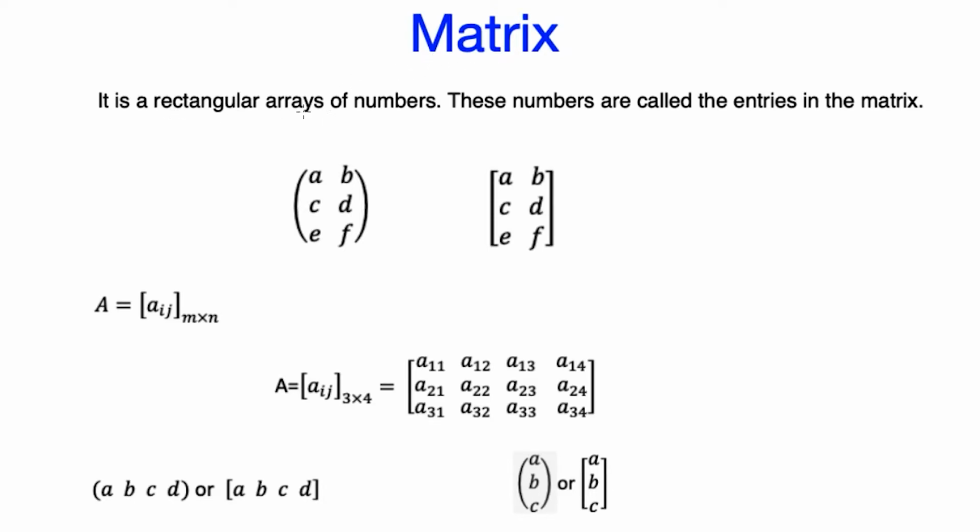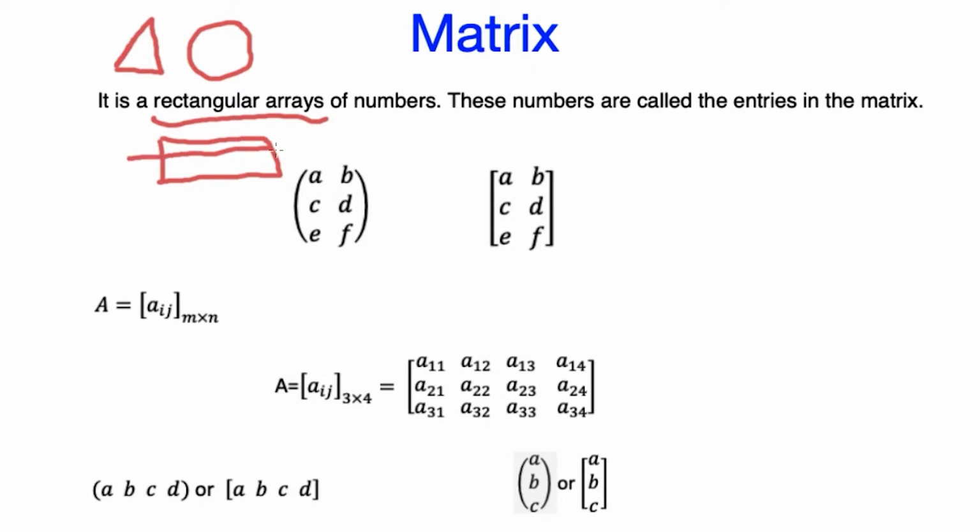A matrix is a rectangular array of numbers, so it must be in a rectangular form. For example, it must be like that. That means we can't say that numbers in a triangular form or in a circular form are matrices. So a matrix is always in a rectangular form, and it consists of numbers.